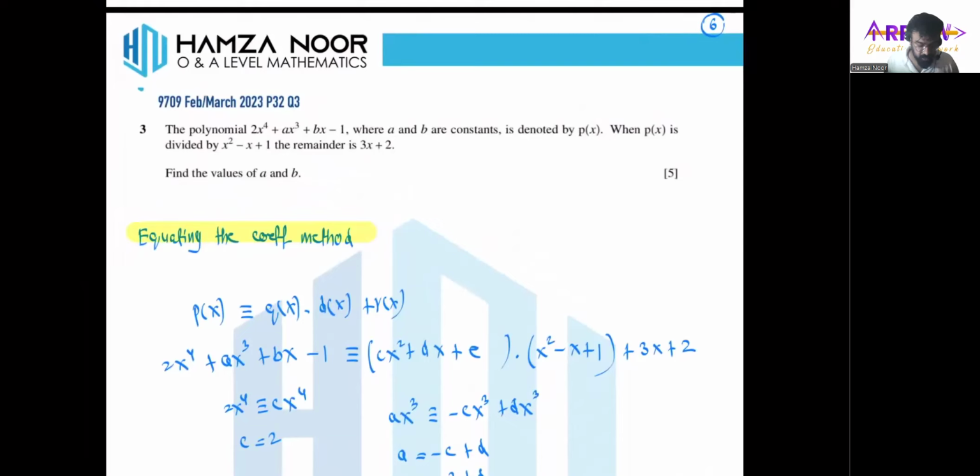A-level Maths 9709 P3 February March 2023 paper 32 question number 3.